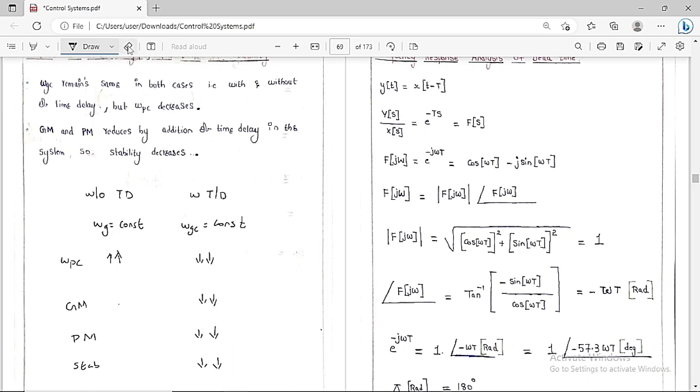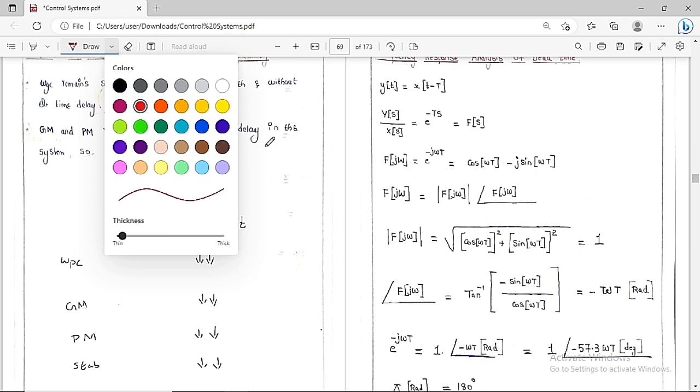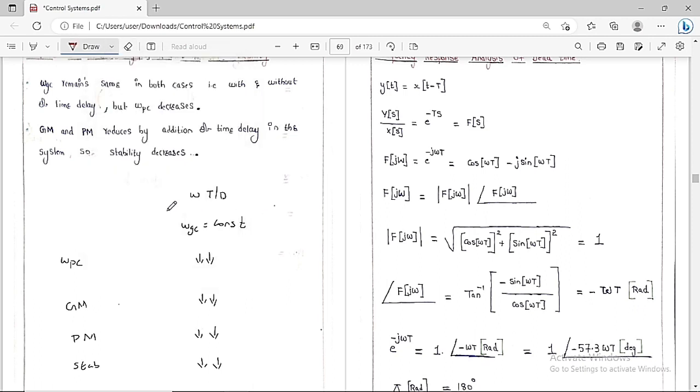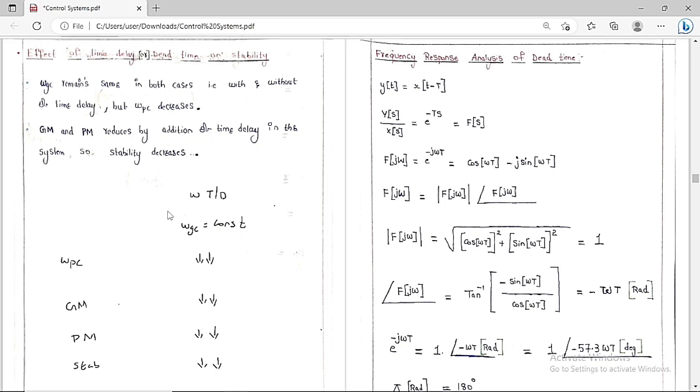So let me draw this picture somewhat easier so that we can easily understand. Here I am going to draw a table so that we can easily understand. I always try to make things simplified, and that is the reason I teach very slowly. You can see clearly here, this is the table.